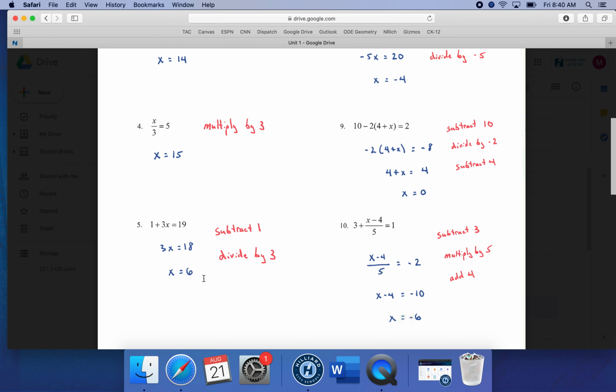Algebraically, what you're doing is subtracting 1 from both sides, and then dividing both sides by 3, and then you get the solution. And again, you can check your answer. So you can do it mentally or you can do it algebraically.